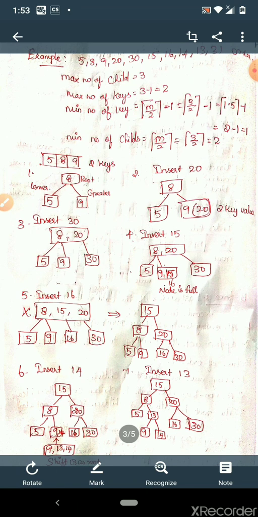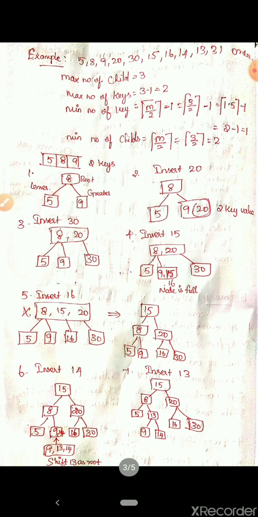So now I am going to insert 5, 8, 9 as a root node. So here the maximum number of keys should be 2. Split up. So here you are going to take 8 as a root node. So lesser at the left side and greater at the right side. So lesser of 8 is 5, greater of 8 is 9.